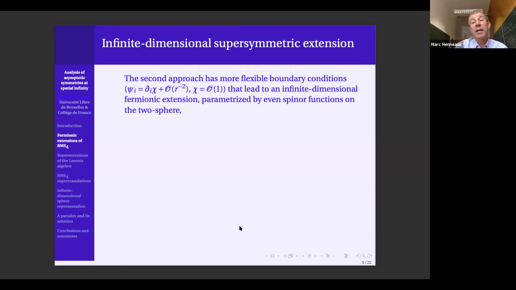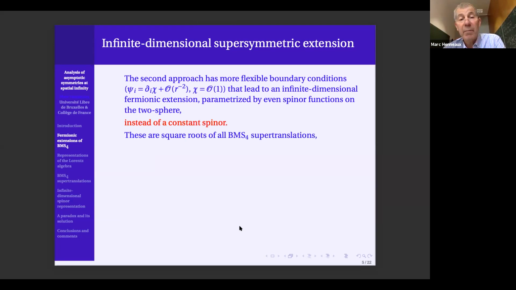And then, not surprisingly, if that can indeed be consistently implemented in the Hamiltonian formalism, and you can check that the symplectic form is finite, you can associate well-defined canonical generators, etc., that will clearly lead to an infinite dimensional fermionic extension, because chi itself is an arbitrary function on the two-sphere. Now, it turns out that we have to take it to be even to eliminate some divergences, but that has a group theoretical interpretation in terms of representations of the Lorentz algebra, so it's something which is natural to do.